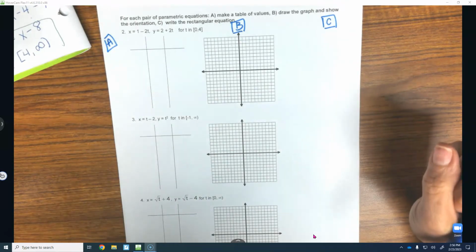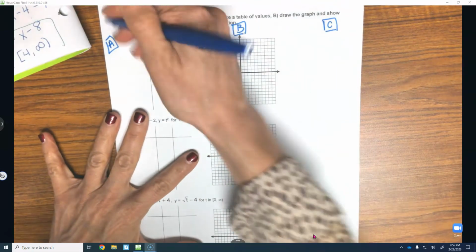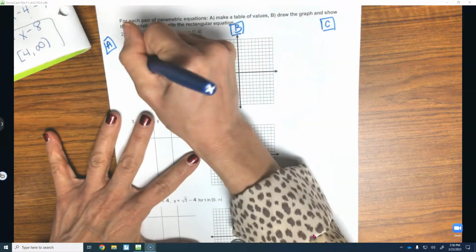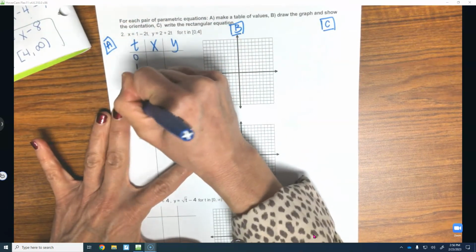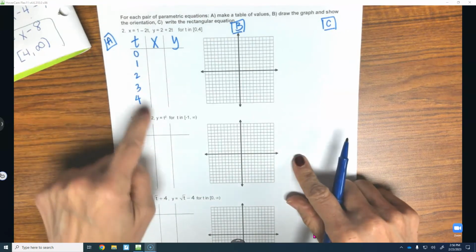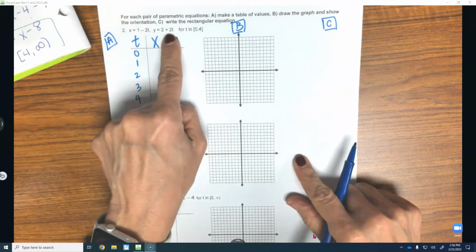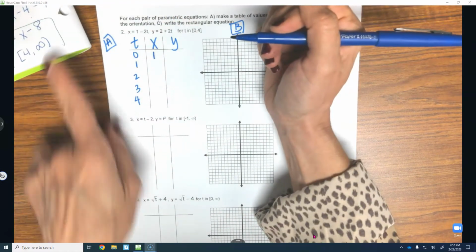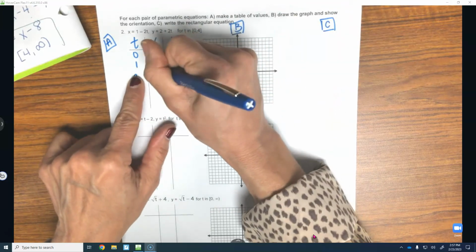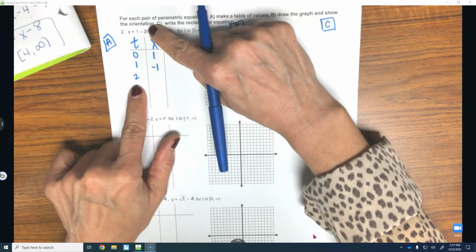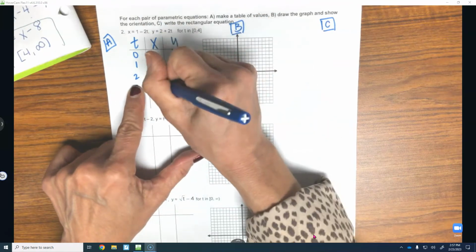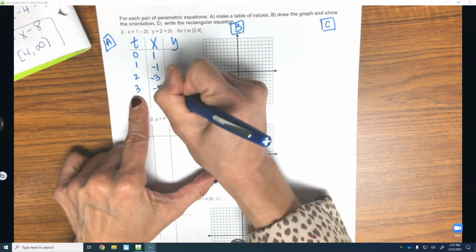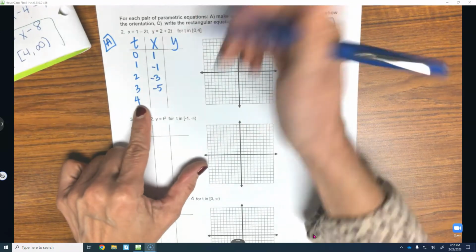All right, back to part A. Again, we have a restricted domain. So I'm going to put T here, X here, and Y there. And that's 0 through 4. All right, so again, we plug these numbers in twice, once for the X equation and then the second time for the Y equation. When you plug in 0, you're just going to have a constant of 1 here. When we plug in 1, we're going to have an output of -1. When we plug in 2 here, that's going to be 1 minus 4, so that's going to be a -3. That is going to be 1 minus 6. And then this one is going to be 1 minus 8.